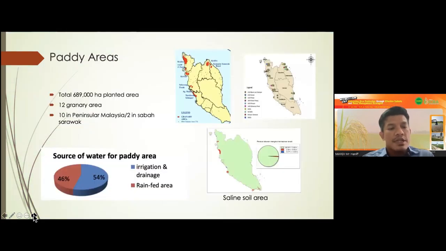For the paddy areas, the total planted area is about 689,000 hectares, which is 12 granary areas, in Peninsular Malaysia, Sabah and Sarawak, with 10 in Peninsular Malaysia and 2 in Sabah and Sarawak. For the water source of the paddy area, 54% is complete irrigation and drainage, and another 46% is rain-fed area. In Malaysia, we have several areas with saline soil. You can see on the green map of Peninsular Malaysia, the red one is the severe saline soil area.